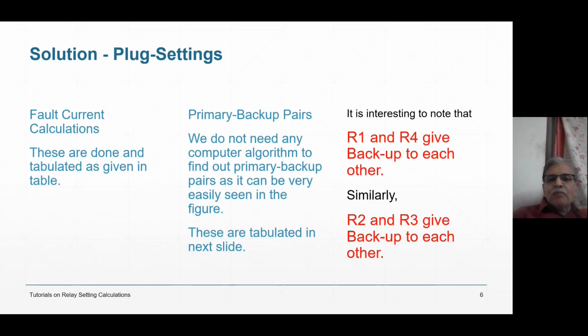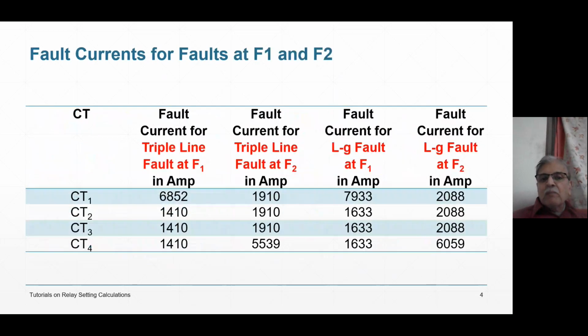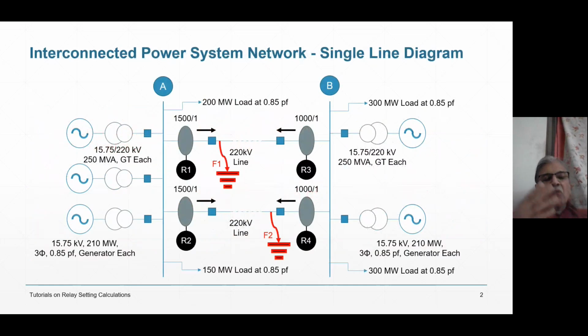Then I have to go for time settings. But fault current calculation and then primary backup pairs, that is very important. Primary backup pairs is very important. So now if there are 50 buses and 100 relays, then one relay may be backed up by some 10 relays or 11 relays, I don't know. But for that primary backup pair also you will have to prepare an algorithm, right? Well-known algorithms are available.